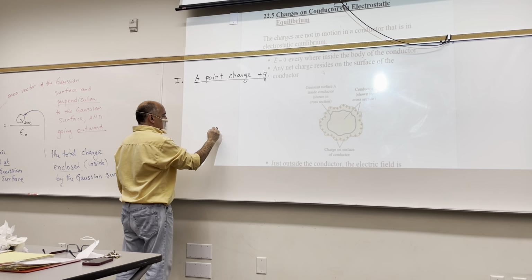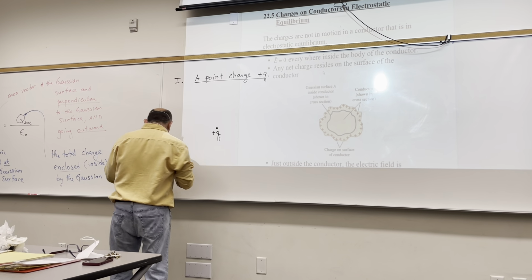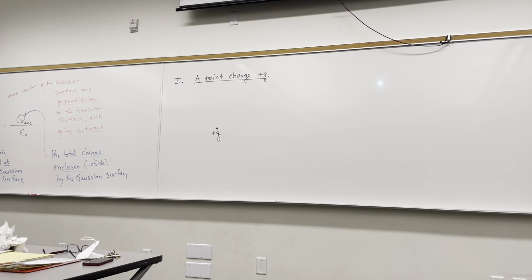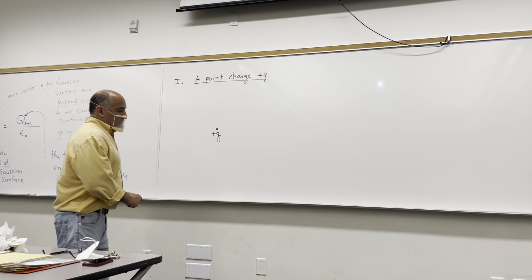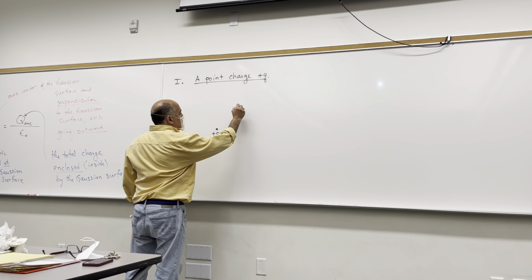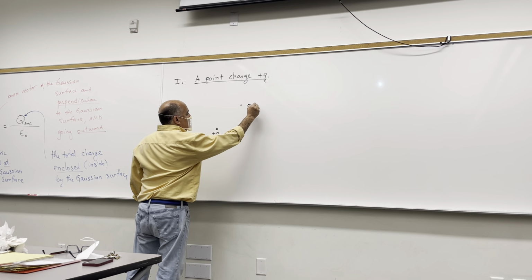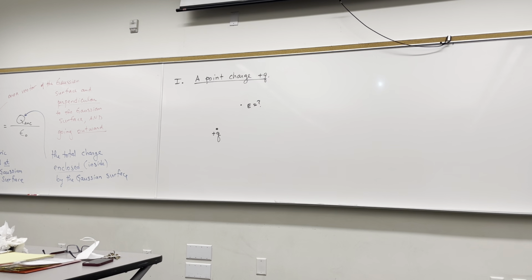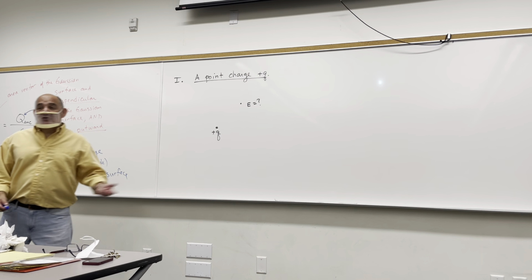So here's the point charge plus Q. And I want to know what the electric field is here. What's the electric field right there? We know the answer, right? What's the answer? It's kQ over R squared, pointing which way? Away from it, right?